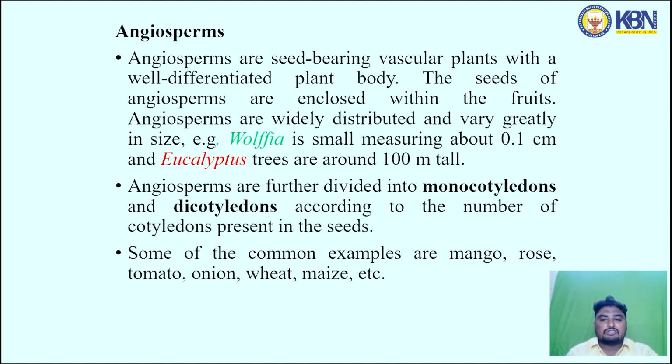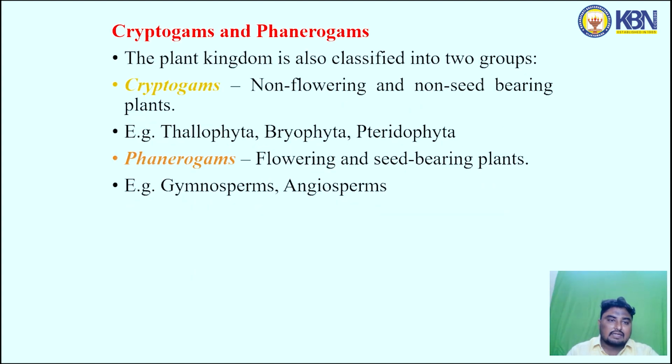Angiosperms are widely distributed and vary greatly in size. For example, Wolffia is small, measuring about 0.1 cm, and eucalyptus trees are around 100 meters tall. Angiosperms are further divided into monocotyledons and dicotyledons according to the number of cotyledons present in the seeds. Some of the common examples are mango, rose, tomato, onion, wheat, maize, etc.